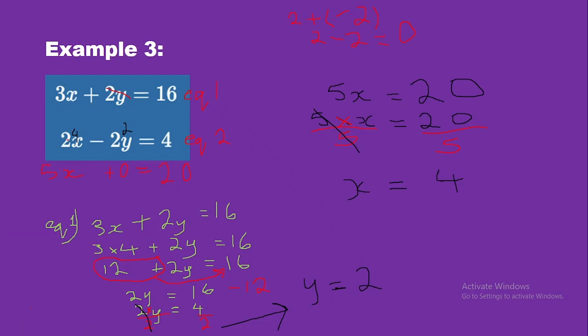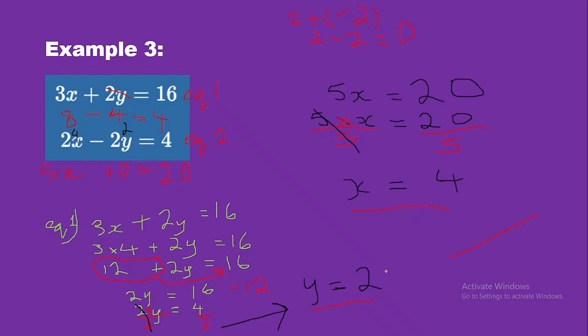So 2 times 4, that's going to be 8. So 8 minus 2 times 2, because y is equal to 2. 2 times 2 is 4. So we have 8 minus 4, and 8 minus 4 is 4. So yes, that is correct. So x is equal to 4 and y is equal to 2, and that's how we get our answer.